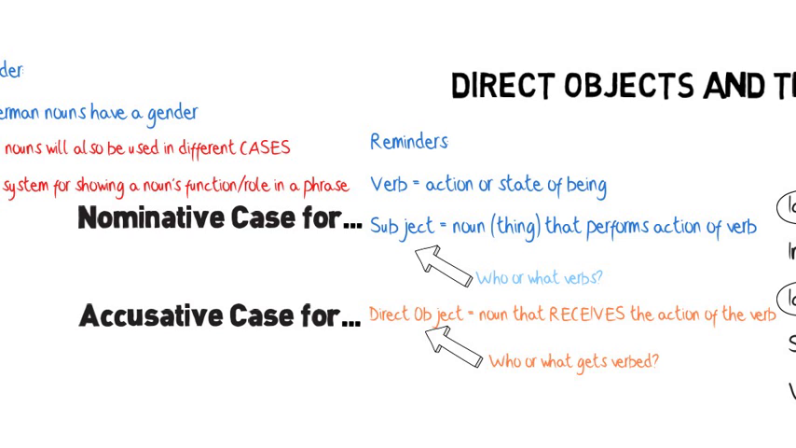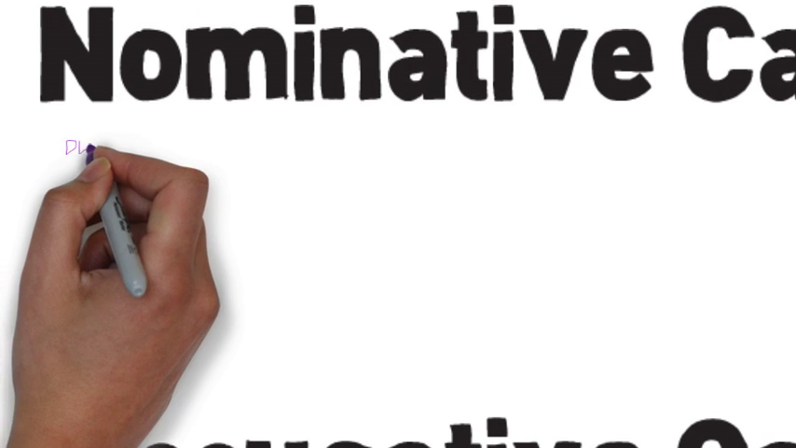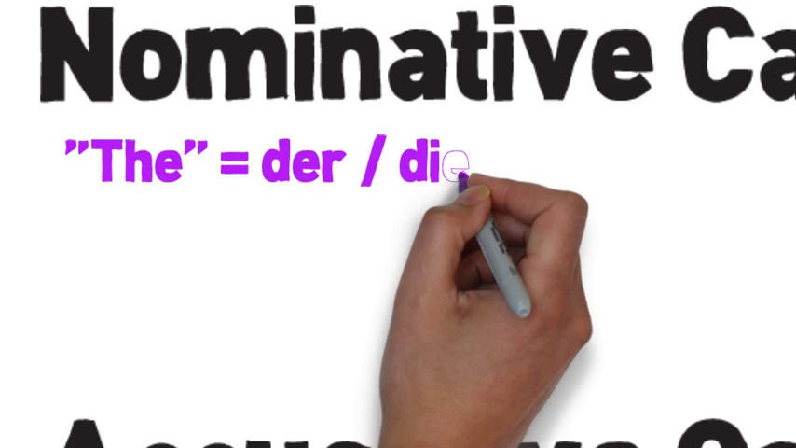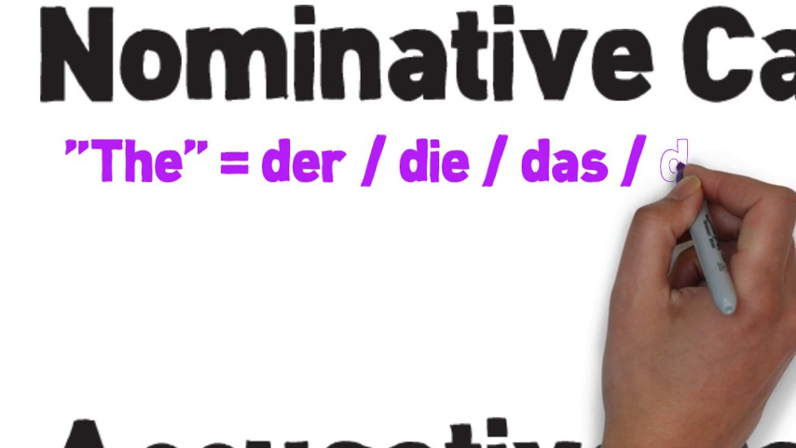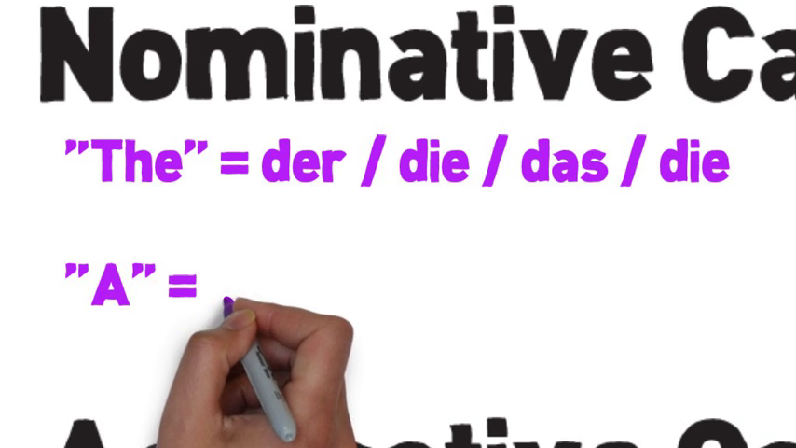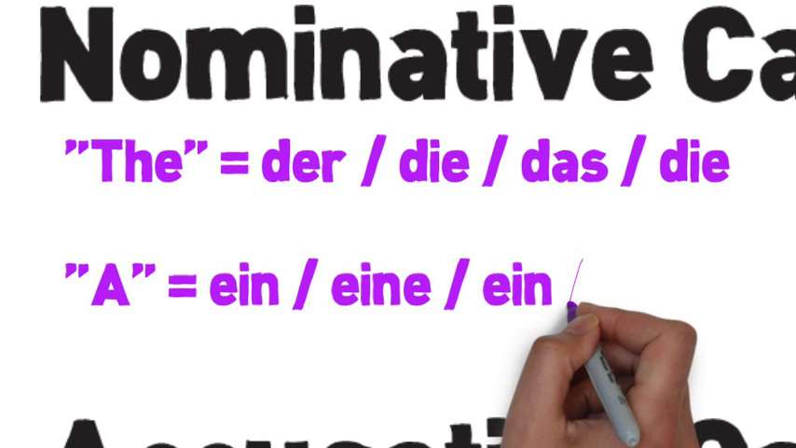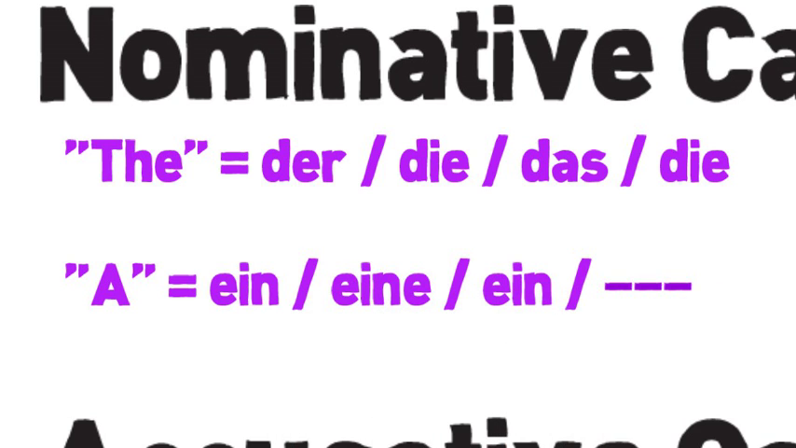You're already pretty familiar with the nominative case because it's used for subjects. When you want to say "the" with a noun in the nominative case, your options are der for masculine, die for feminine, das for neuter, and die for plural words. For "a," the indefinite article, your options are ein for masculine, eine for feminine, and ein for neuter. But there's no word for "a" with plural nouns. You can't have "a shoes" or "a socks." But if you use the possessive forms, it would be meine, deine, seine, ihre, with an e on the end, etc.